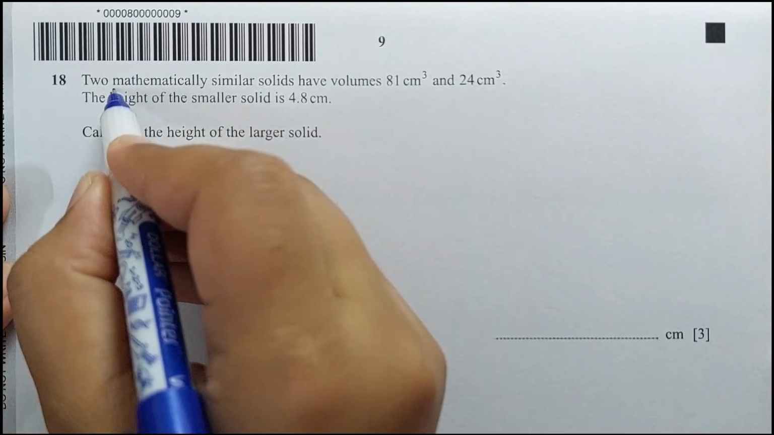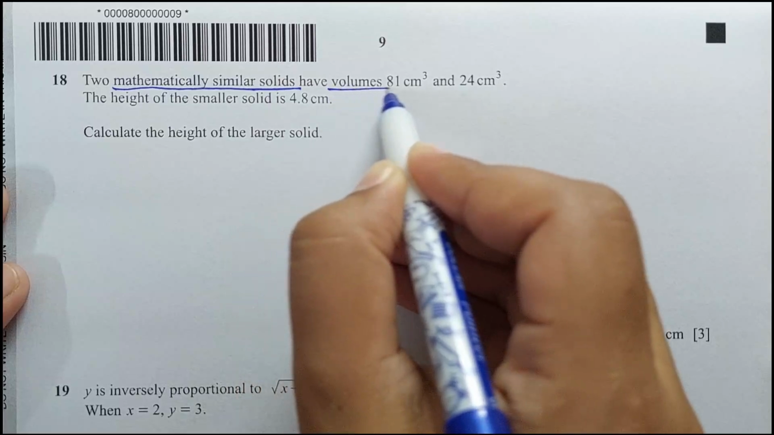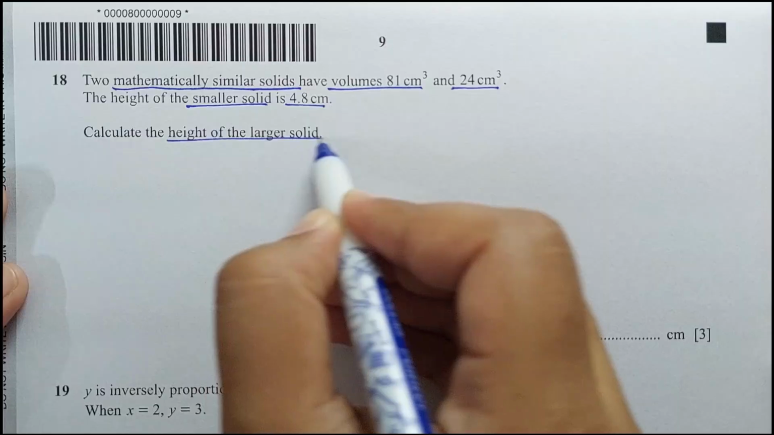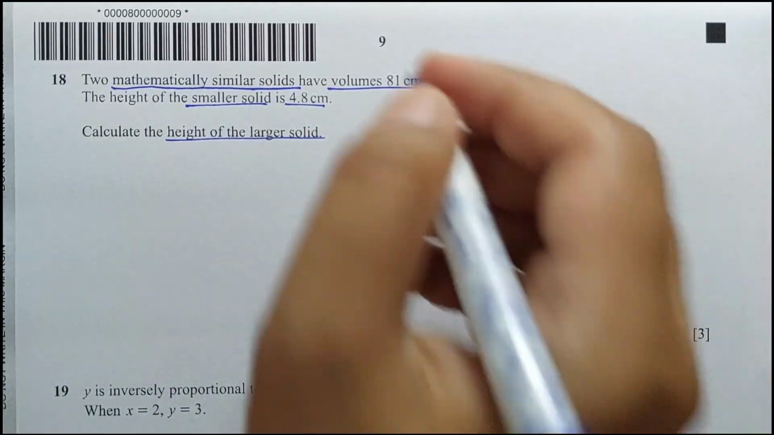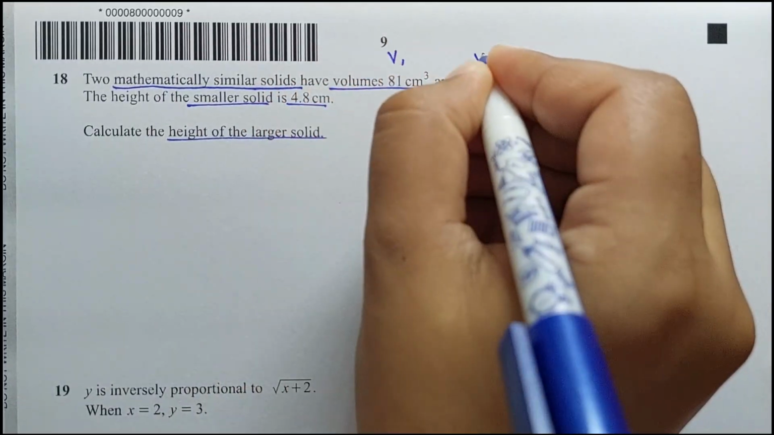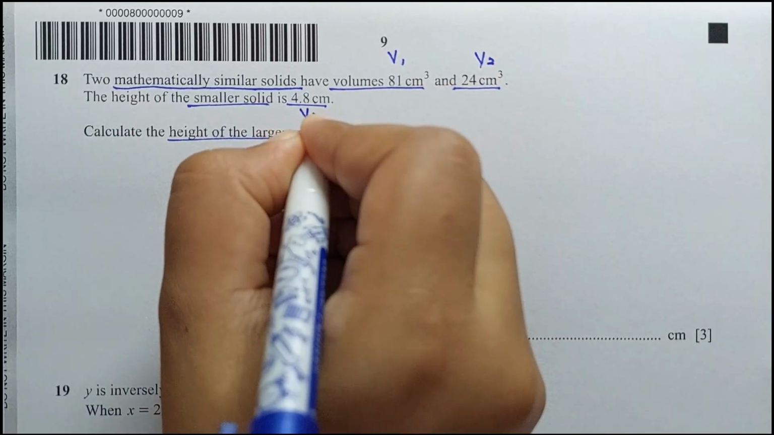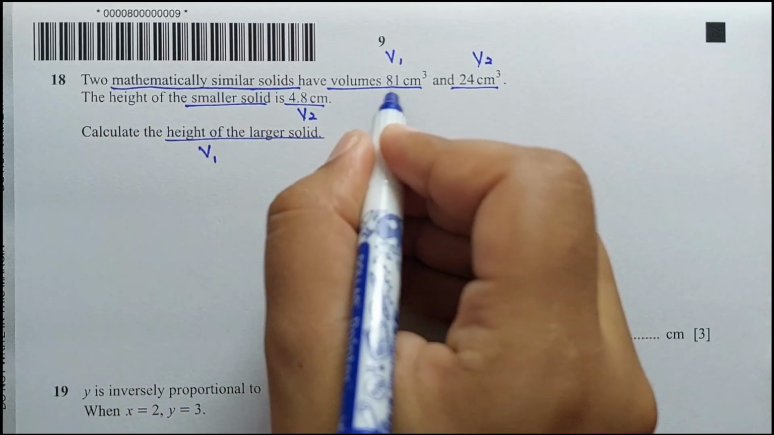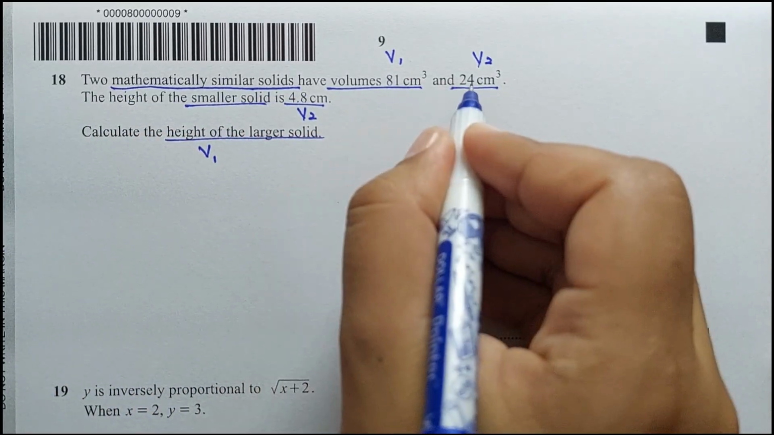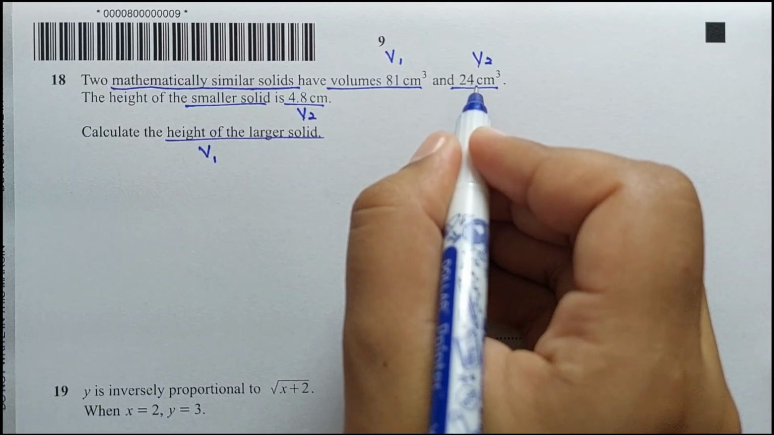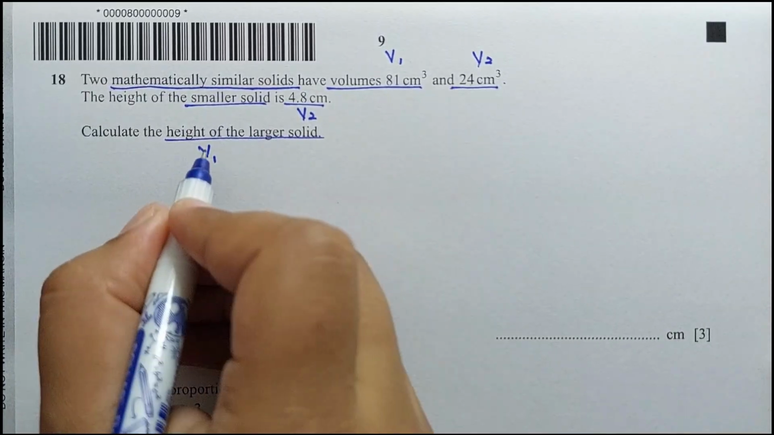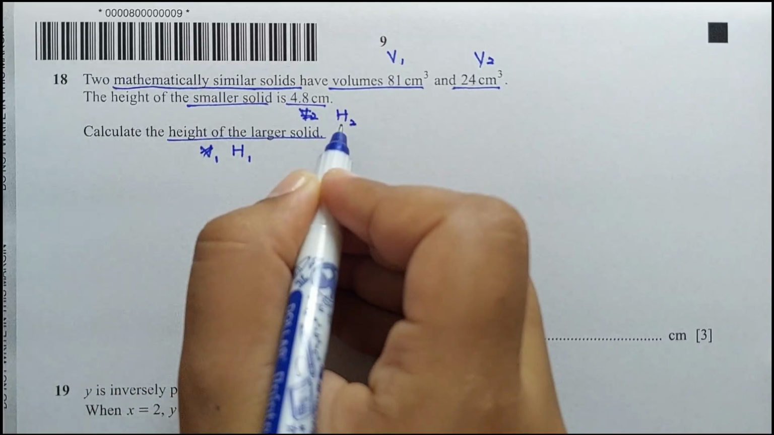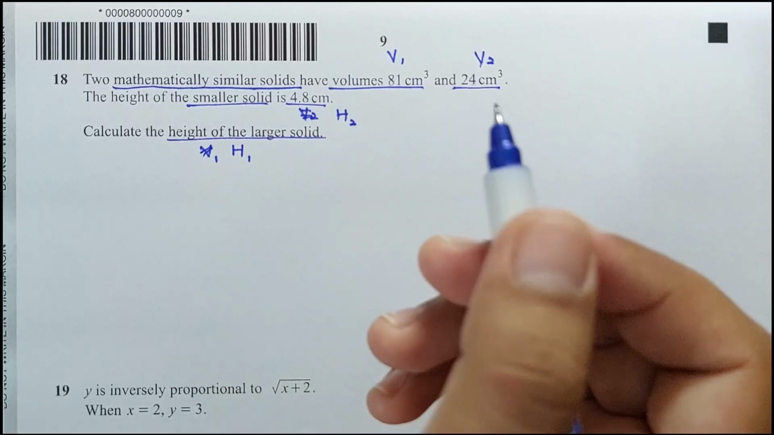Question number 18. Two mathematically similar solids have volumes. The height of the smaller solid is this much. Calculate the height of the larger solid. Okay. So 81 is the volume of the larger one, we can say, and 24 is the volume of the smaller one. We have to find the height of the larger one and the height of the smaller one.